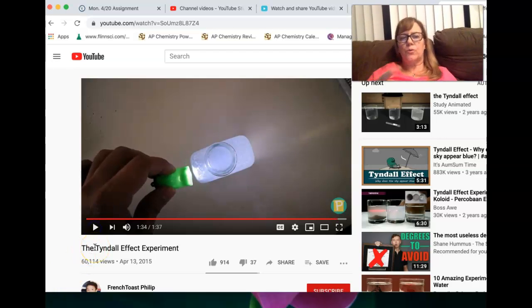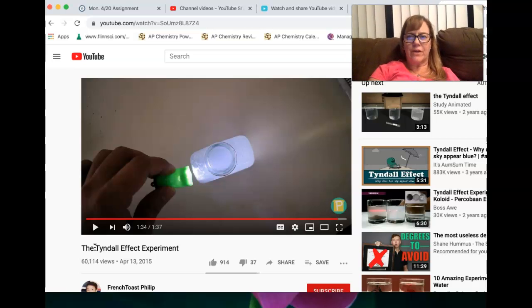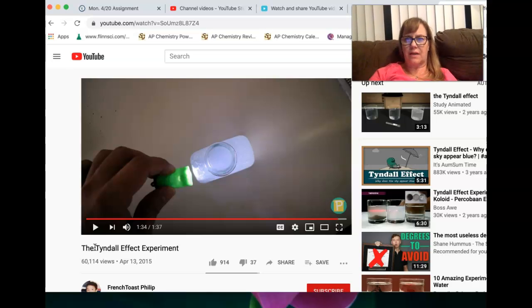Okay, so what you got to see here is what we were talking about, a very common tool to decide whether a solution is a solution or if it's actually a colloid. Having those little bit bigger particles than what the solution does, not as big as the suspension.